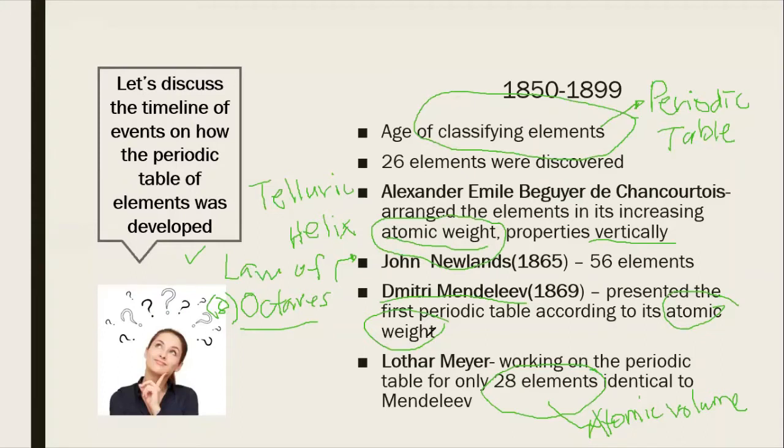Okay, so yun po yung pinaka-basis naman niya. Ang pinagbasihan ni Luther Meyer during that time is yung 28 elements na nakalagay dun sa periodic table ni Mendeleev. But ang kanyang pinagbasihan naman in arranging the elements was the atomic volume. Okay, so atomic volume, ang kanyang contribution. So these are the different contributions of these people during 1850 to 1899.